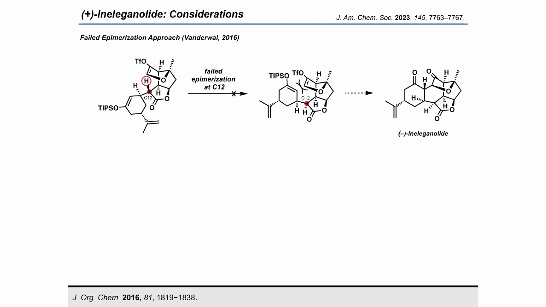However, their effort got halted due to a conformational issue dealing with a wrong epimer at C12. As shown here, they were unable to epimerize this position to give the correct stereochemistry and then make the final bond. Taking this into consideration, we asked ourselves how we can overcome this problem.